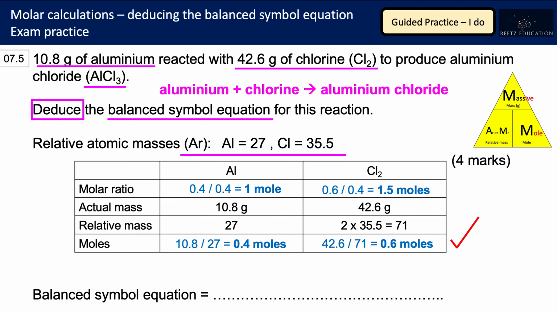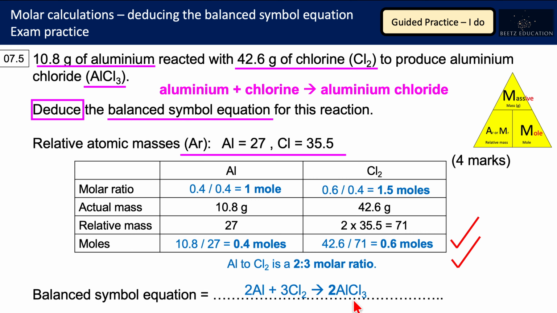Now that's not in whole number format yet, okay? So I'm then going to convert that to whole numbers to give me a 2 to 3 molar ratio. I've just doubled both of those. And that's going to get me my second mark. Next job is to deduce the balanced symbol equation.